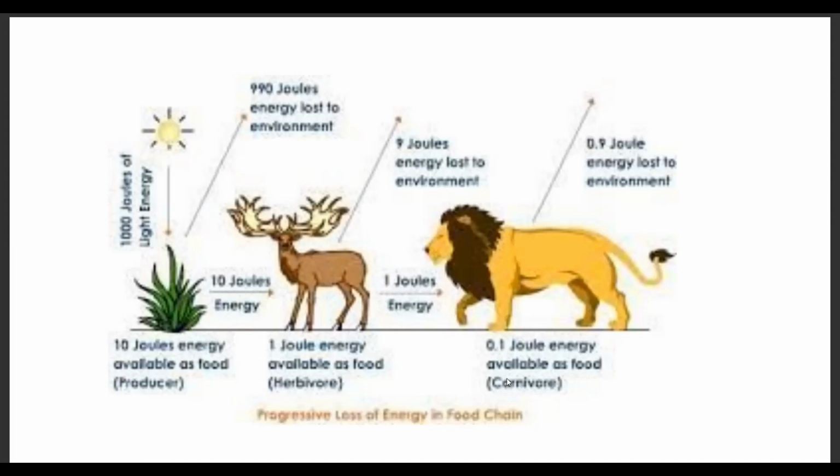So a food chain is always limited to 3 or 4, or 4 or 5 trophic levels. When the number of trophic levels increases, what happens? Can you understand? The amount of energy that is available for the last trophic level will be very low.